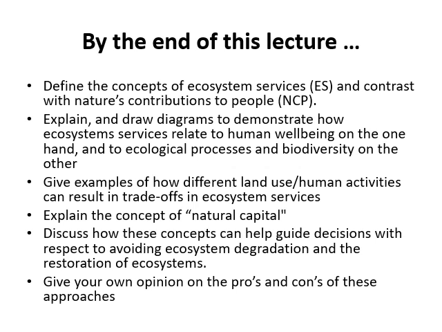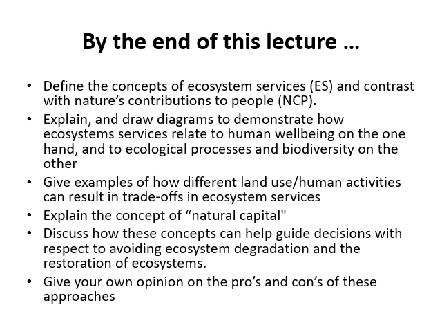You need to be able to give examples of how different land uses or human activities can result in trade-offs in ecosystem services. Remember, I talked about these bundles of ecosystem services. And then you have to explain the concept of natural capital. So this can be quite tricky for people who aren't trained in economics. So go back to the slides, and then there's lots of references there. So try and look up some of the references.